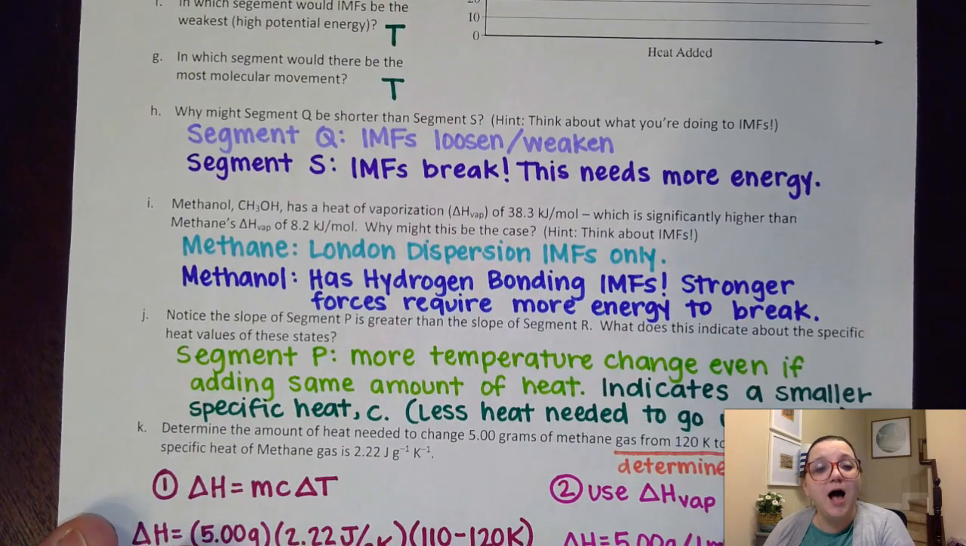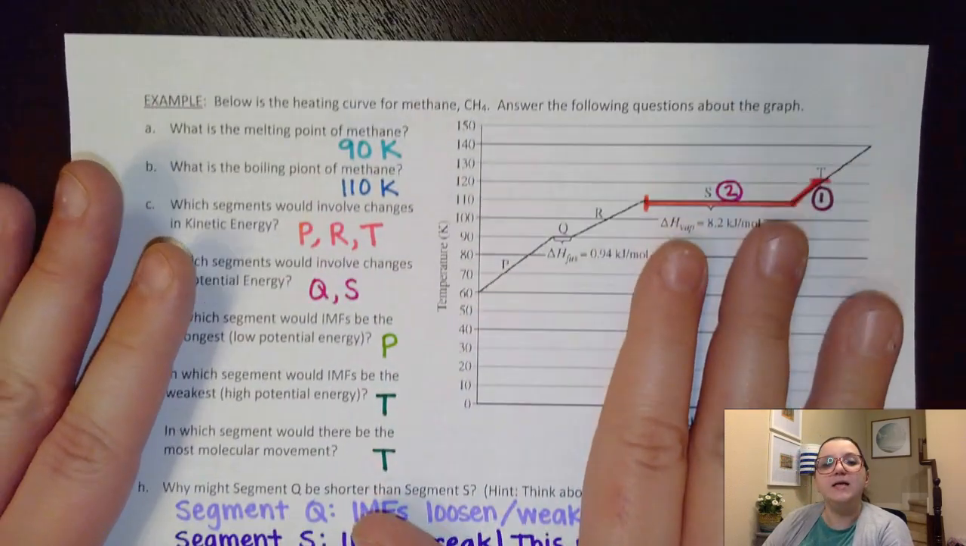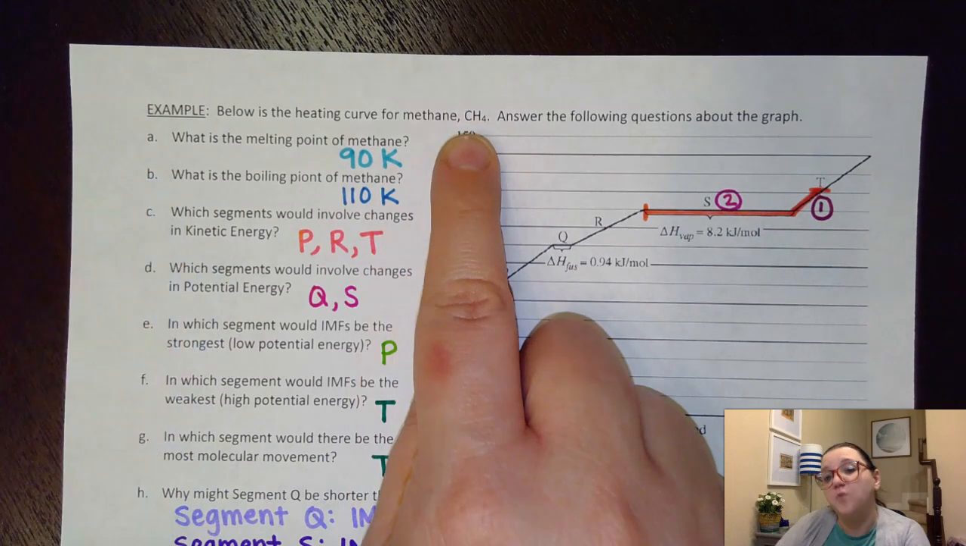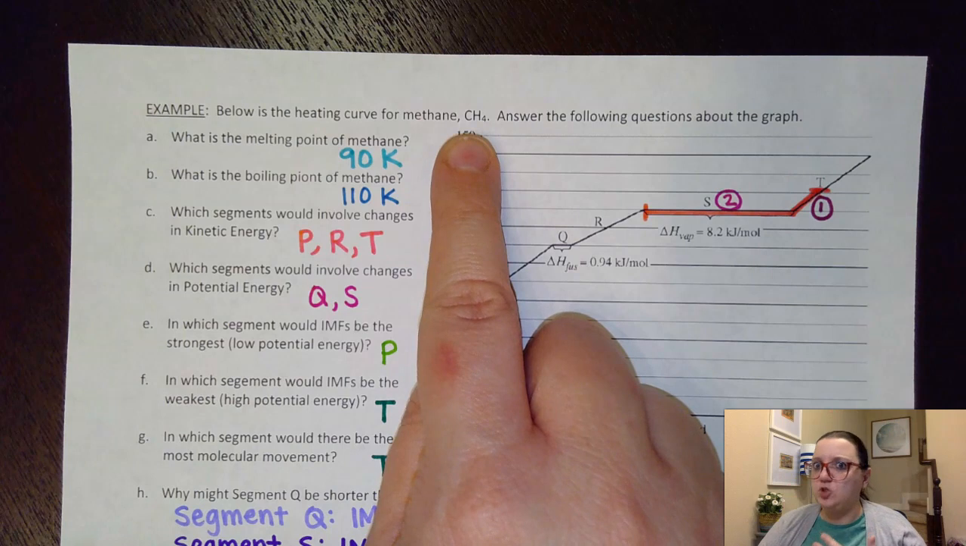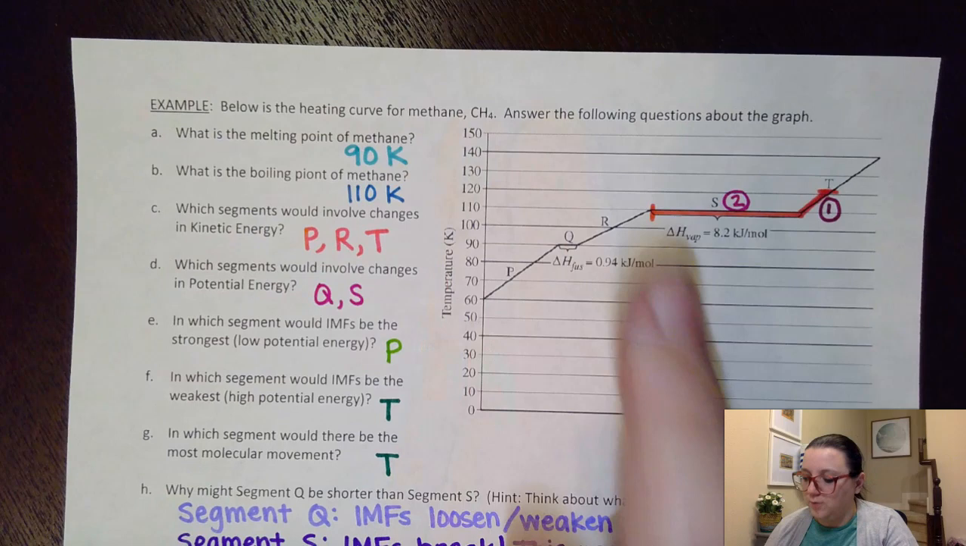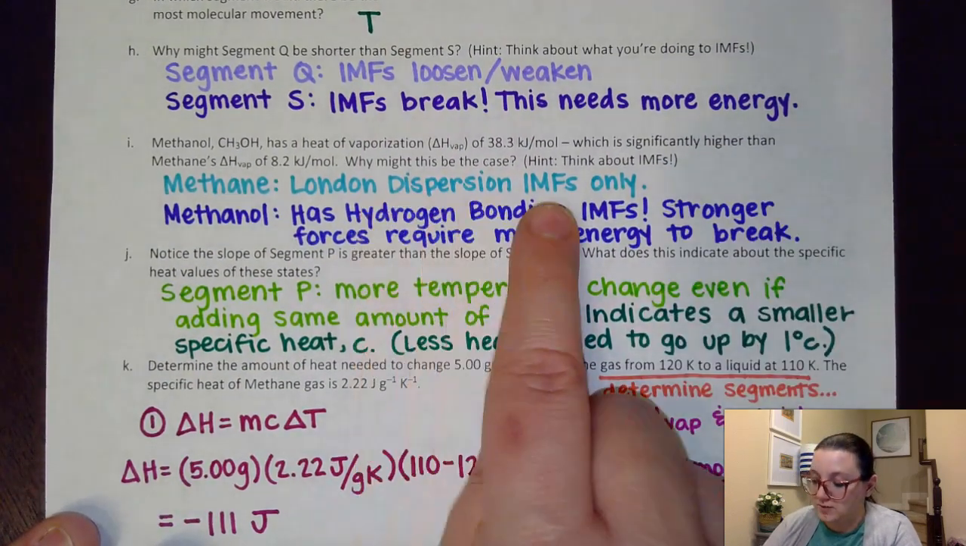Now, on part I, it says, methanol has a heat of vaporization of 38.3 kilojoules per mole, which is higher than the methane one pictured of 8.2 kilojoules per mole. Why might this be the case? Well, if you think back to methane up here, methane is CH4, that carbon with the 4 hydrogens around it. That is super nonpolar. It's a perfectly symmetrical molecule, and so therefore it would have London dispersion forces only.